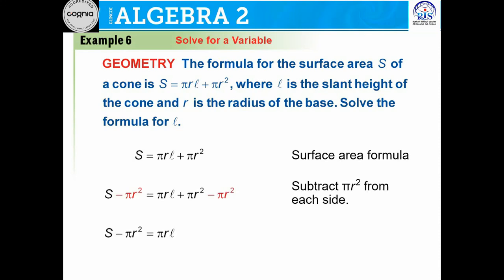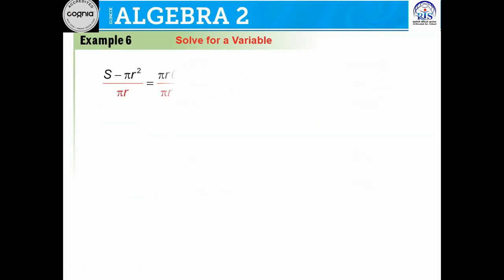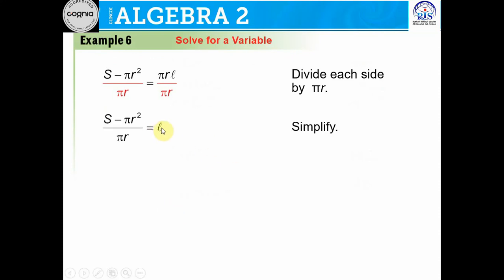You see, the formula for the surface area S of a cone is S equal pi RL plus pi R square, where L is the slant height of the cone and R is the radius of the base. Solve the formula for L. This means he wants me to have L on one side and everything else on the second side. I get here at the last L equal S minus pi R square over pi R.